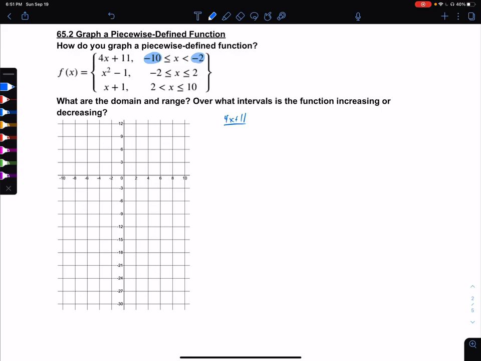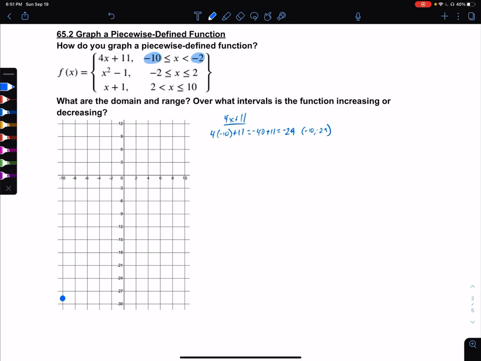So I'm going to take negative 10, and I'm going to say 4 times negative 10 plus 11, and figure out what that would be. So 4 times negative 10 would be negative 40, plus 11 would be negative 29. So that gives me the point negative 10, negative 29. So I'll plot that. Negative 10, negative 29. It's equal to it, so I'm going to put a closed circle at negative 10, negative 29.